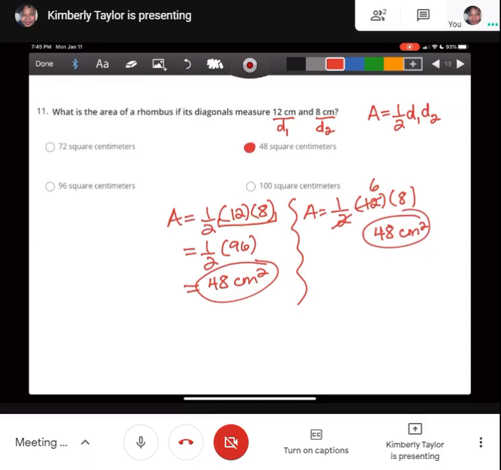And all area is going to be in square units. So keep that in mind when you're working with area: your answer is going to be square units. And by units, I mean meters, feet, centimeters, all the units that we have in measurement. That's why all of your answers have the word square in it, because area is square units. When you work with volume, that's cubic units. Okay? Let's keep moving.